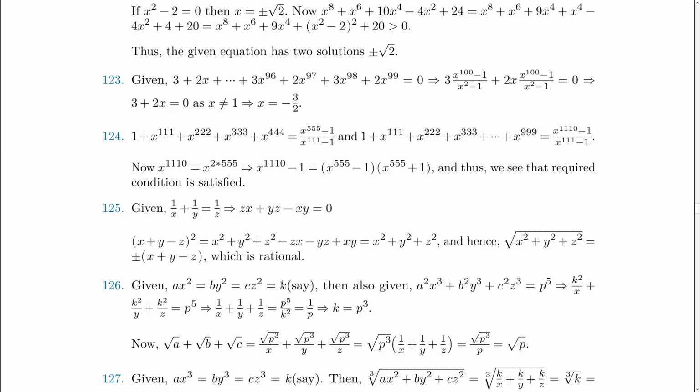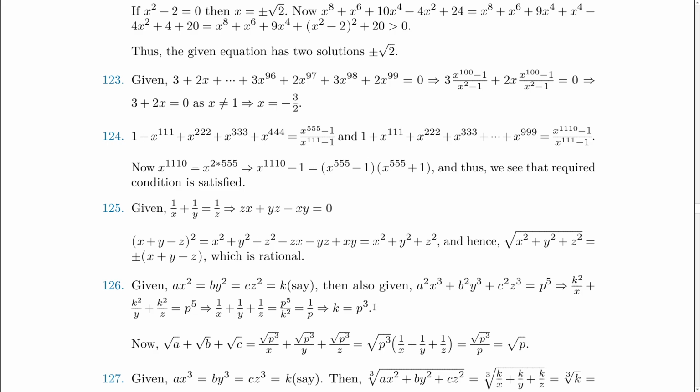So if you look at the value of it, it will be a square x to the power 4, b square y to the power 4, c square z to the power 4. So the given equality, which is over here, can be written as k square by x plus k square by y plus k square by z, which is equal to p to the power 5. But we are given that 1 by x plus 1 by y plus 1 by z is equal to 1 by t. So what happens is 1 by t now becomes equal to p to the power 5 by k square. That means k is equal to p to the power 3.